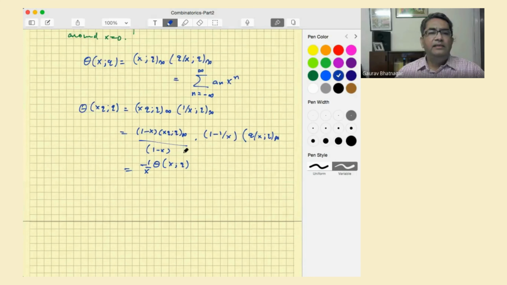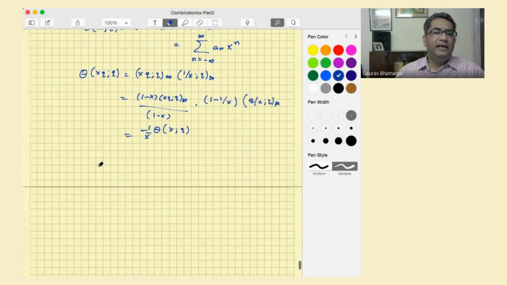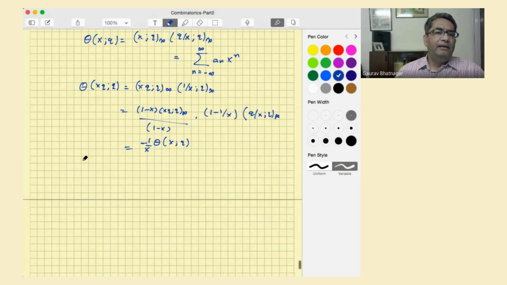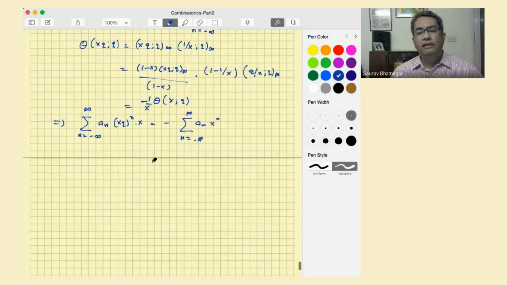So we get this. That's fantastic. So what does this mean? This means that I can bring the x on that side, and what will I get? I will get summation a_n, and now I'm replacing x by x q raised to n, and I'm multiplying by x, going from minus infinity to infinity. And here I'll keep the minus sign, and I have an x to the n going from minus infinity to infinity. So from this equation we get this. Is that okay?